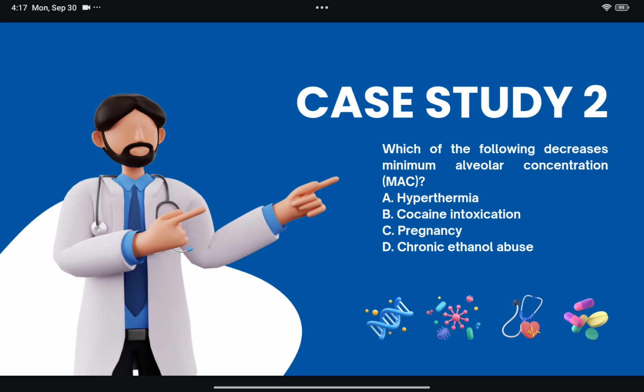Next, which of the following decreases minimum alveolar concentration? The correct option is C, pregnancy, because only in pregnancy is minimum alveolar concentration decreased, while the rest increase it.